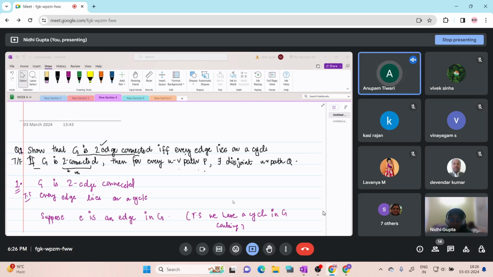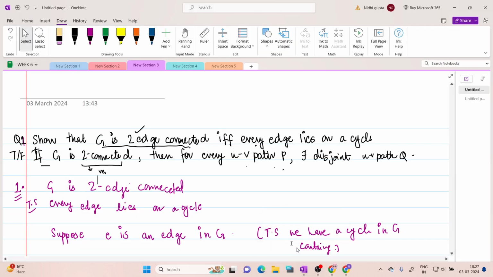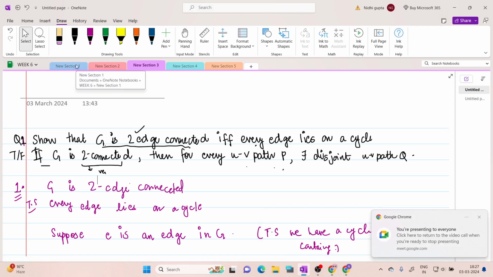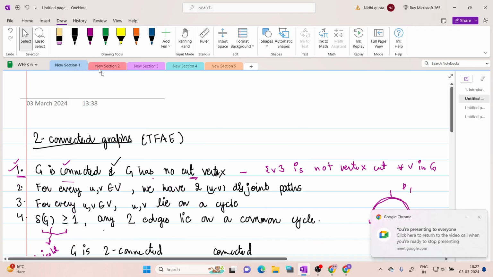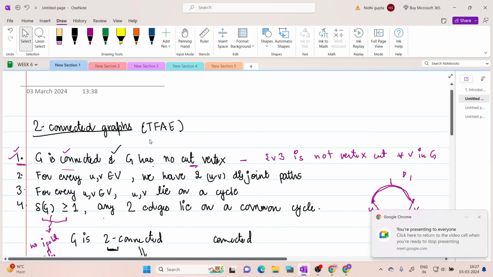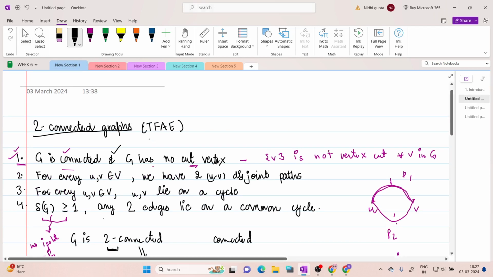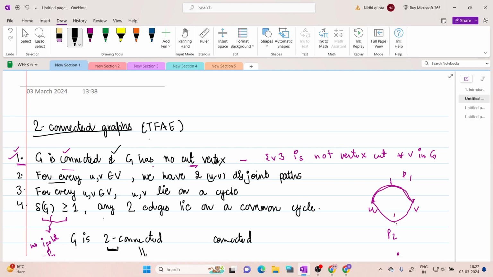Ma'am, we have already discussed this. There is a disjoint path, which is because it is in a cycle. So if we remove one path, still we have connectivity. See, this was the statement for a 2 connected graph: for every UV, we have two UV disjoint paths. That is, if we have two vertices U and V, we can find two disjoint paths.